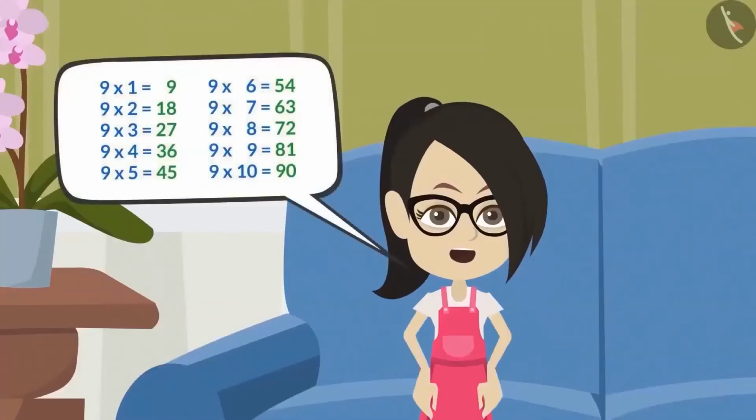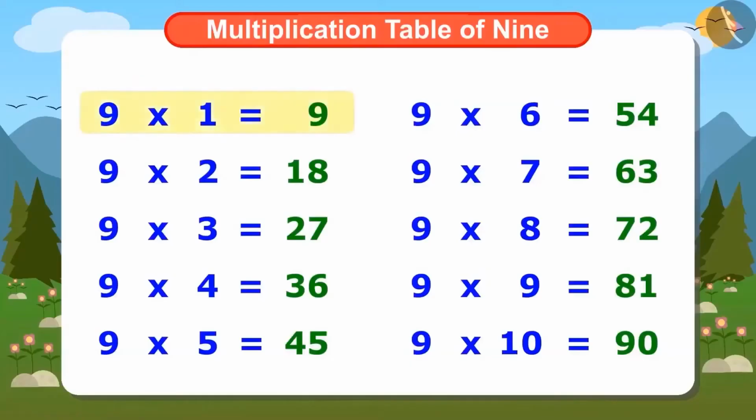Let us learn by singing the multiplication table of 9. 9 ones are 9, 9 twos are 18, 9 threes are 27, 9 fours are 36, 9 fives are 45, 9 sixes are 54, 9 sevens are 63, 9 eights are 72, 9 nines are 81, 9 tens are 90.